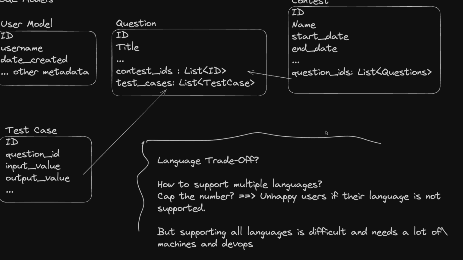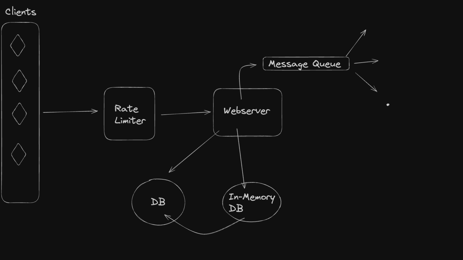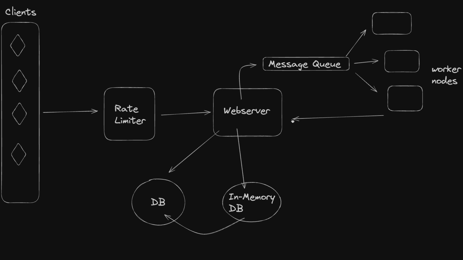Now let's get back to the actual design here. We have our message queue, and this is going to fire off jobs to the actual workers. So these will be our worker nodes, and these will actually execute the code with the given test case for that question, and then return the result to the web server, and then the web server will return that to the client. Basically, did they pass the question or not? So this is our basic design here, right?